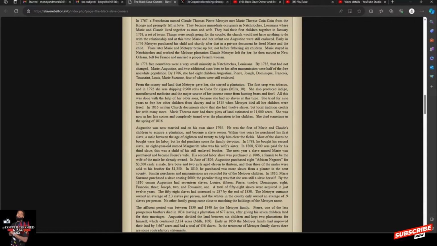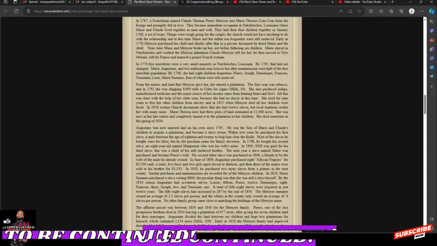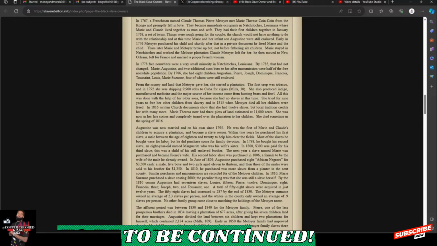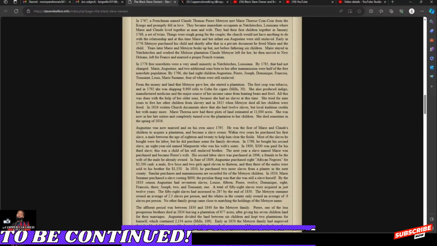In 1800, $300 was paid for his third slave. This was a child of his still enslaved brother. The next year, a slave named Marie was purchased and became Pierre's wife. His second labor slave was purchased in 1806, a female to be the wife of the male he already owned. In June of 1809, Augustine purchased 8 African Negroes, quote unquote, for $3,500 cash. A male, 5 boys, 2 girls aged 11 to 13, and then 3 of the males were sold to his brother for $1,350. In 1850, he purchased 2 more slaves from a planter in the next county.